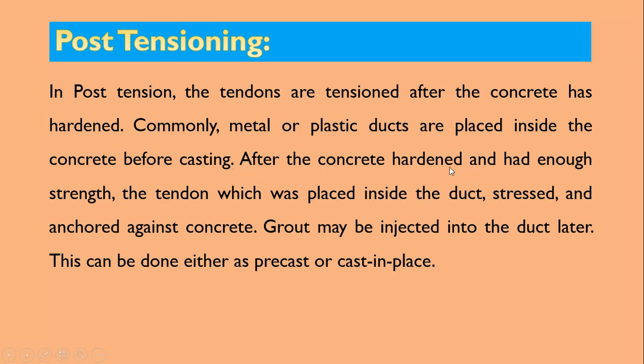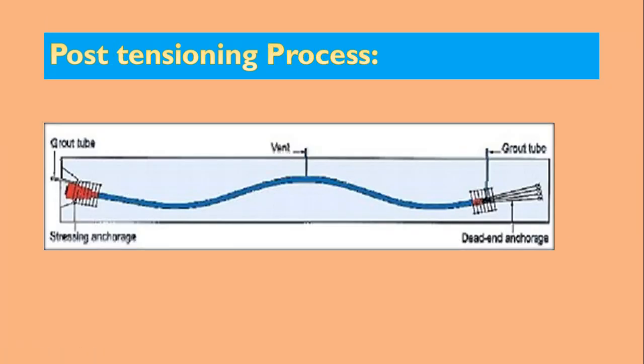After the concrete has hardened and has enough strength, the tendon which was placed inside the duct is stressed. After hardening of the concrete, the tendons are stressed and anchored against concrete. Grout may be injected into the duct later. After giving tension to the tendons, grouting is done, and grout is injected into that duct. This can be done either as precast or cast in place. So this is regarding post-tensioning.